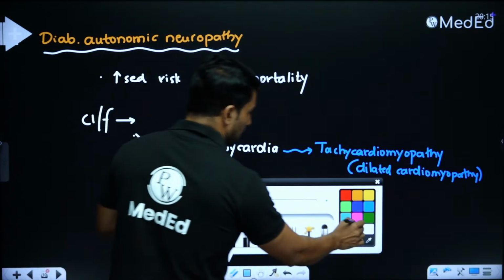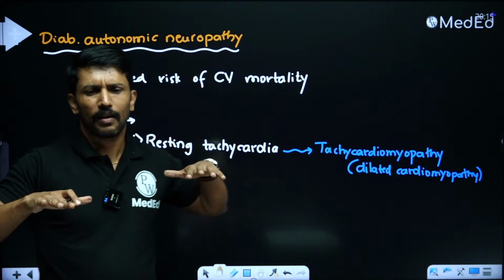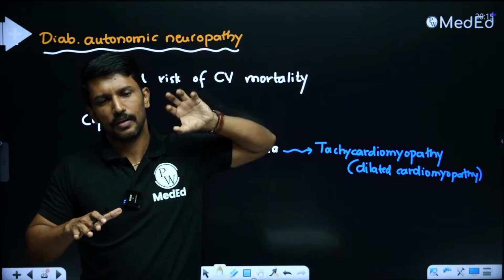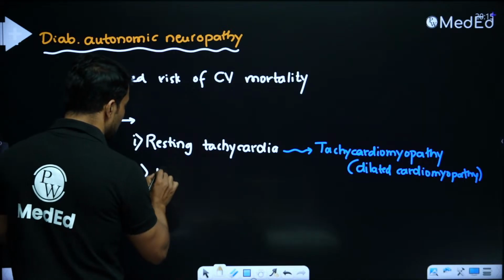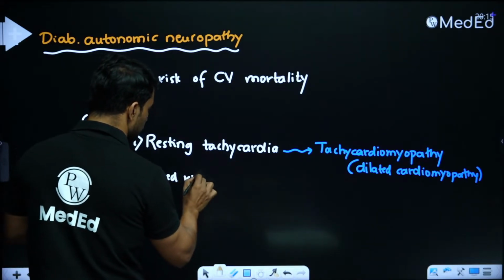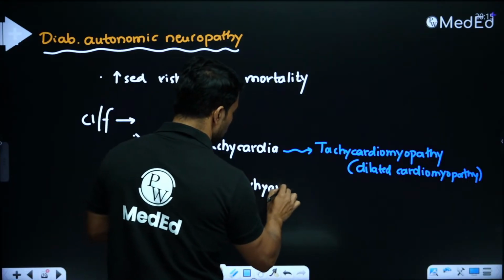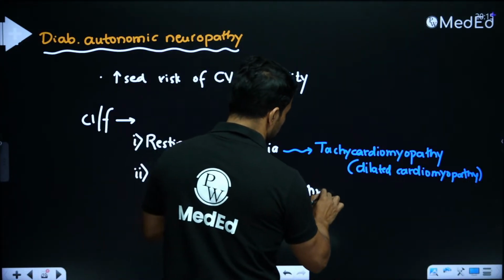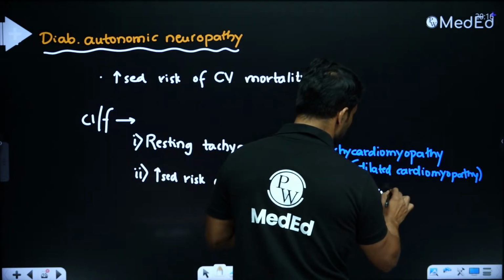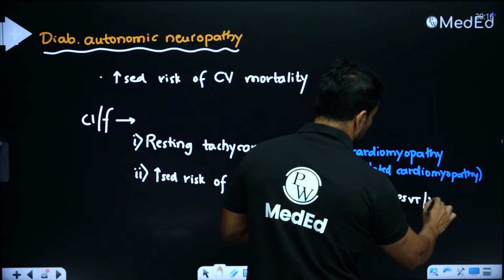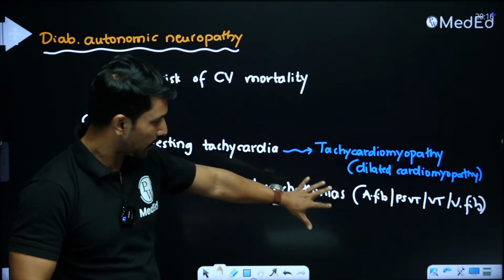Then second, this resting tachycardia is not the only problem. With this decreasing parasympathetic activity, of course, there is unchecked or unbalanced sympathetic activity, so it is pushing your heart to do more. So when the heart gets hyperstimulated, there is increased risk of tachyarrhythmias. That can be non-fatal as well as fatal, including AFib, PSVT, VT and VFib. Especially VT and VFib, we know that they are fatal, so they can kill.